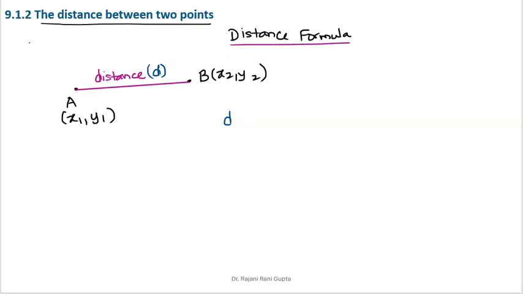Then this d is given by the root of the difference of the x coordinates of both the points, that is x2 minus x1, its whole square, plus y2 minus y1, and its whole power 2.